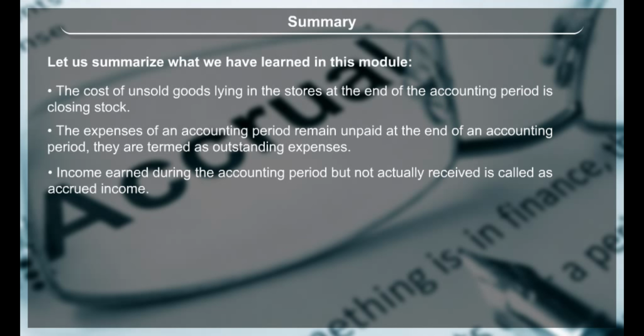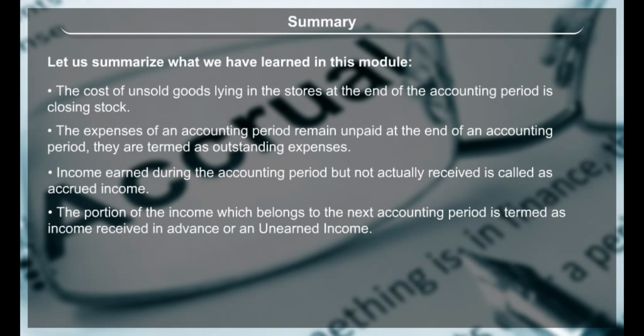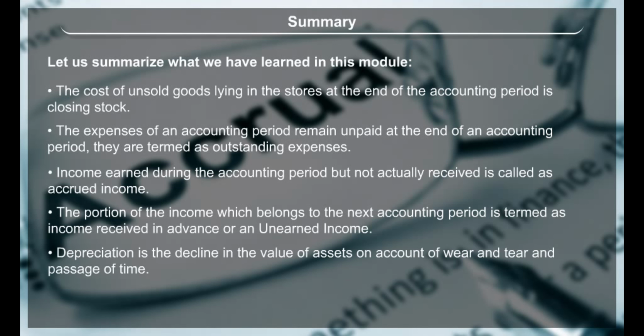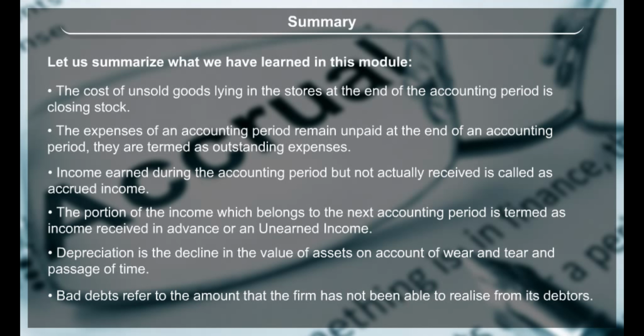Income earned during the accounting period but not actually received is called accrued income. The portion of the income which belongs to the next accounting period is termed as income received in advance or unearned income. Depreciation is the decline in the value of assets on account of wear and tear and passage of time. Bad debts refer to the amount that the firm has not been able to realize from its debtors.